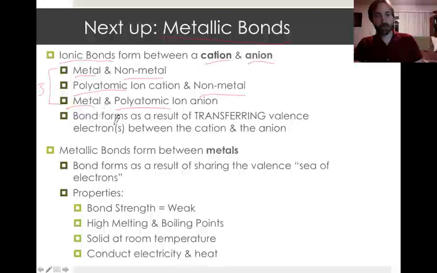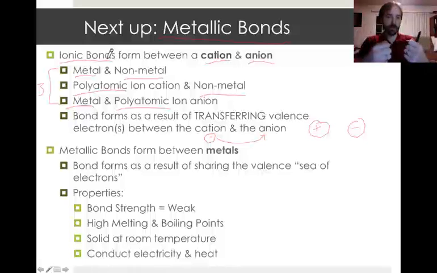Now these bonds form because you're transferring valence electrons, meaning you're moving an electron from the cation to the anion, and that's what's going to create charges. As this loses that electron, it's going to have a positive charge, and the anion gaining the electron is going to have a negative charge. And an ionic bond is really that positive being attracted to the negative, and they stick together. That sticking together like magnets, that's the ionic bond.